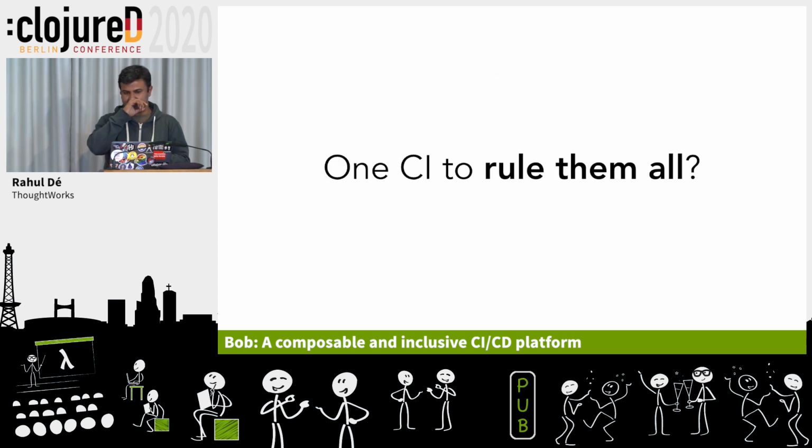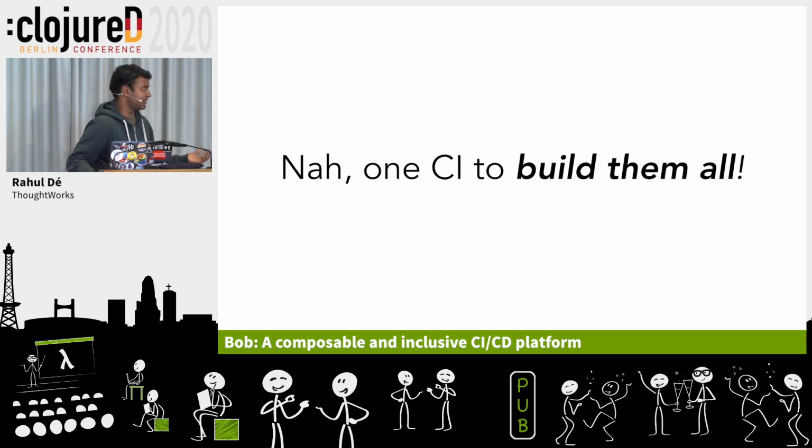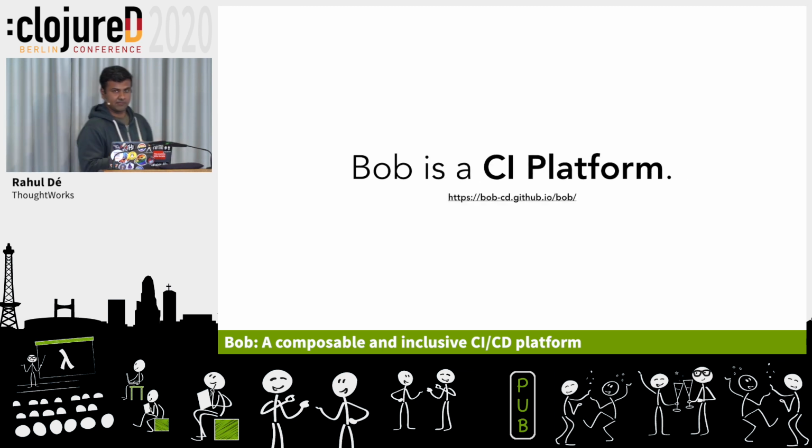So is this one CI to rule them all? I want to put it as one CI to build them all. Why? Because Bob is a platform. It's a CI platform, right? So how many of you think that we can apply the same thought process as we do with our code to building the CI as well? Like we take all our time choosing, oh, this library we need to use, this function, this variable needs to go somewhere else, right?